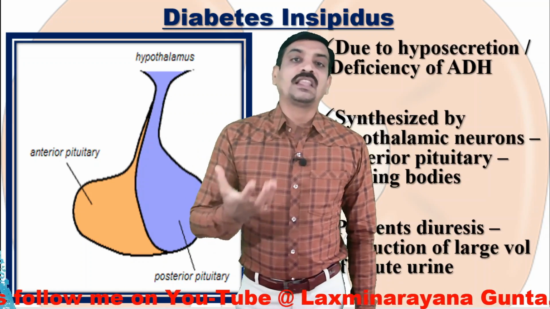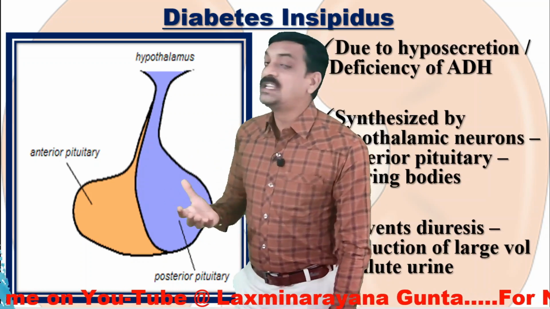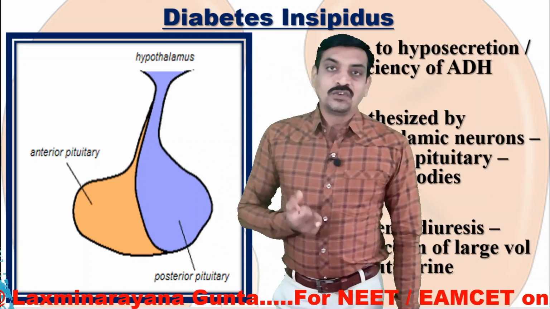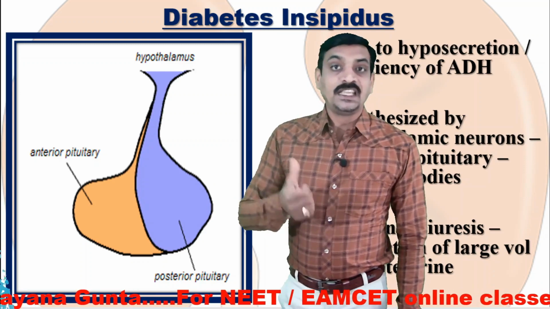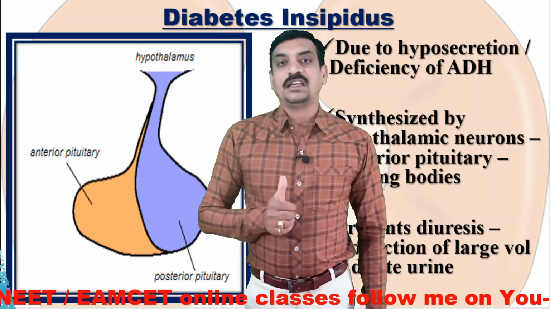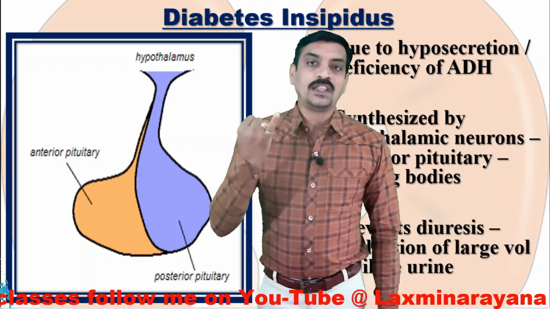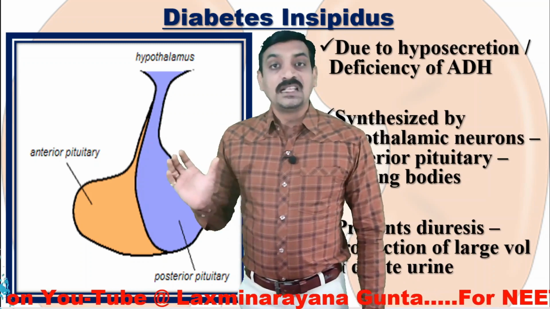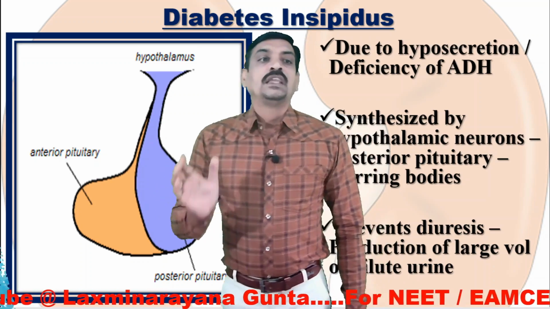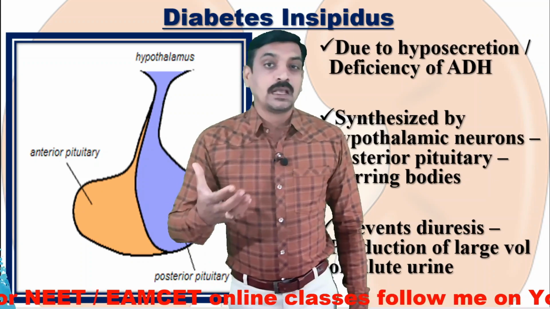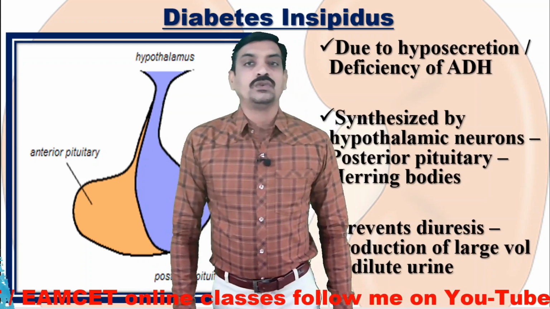That's why they prevent diuresis. Diuresis means the excretion of a large volume of dilute urine. Tea and coffee are called diuretics. Whenever we drink tea or coffee, within a span of time we feel the urge to pass urine because they act as diuretics. This antidiuretic hormone prevents diuresis, which means it promotes the excretion of concentrated urine.